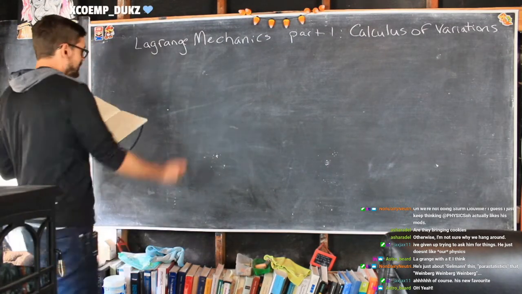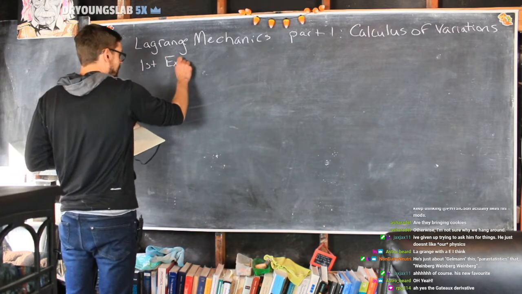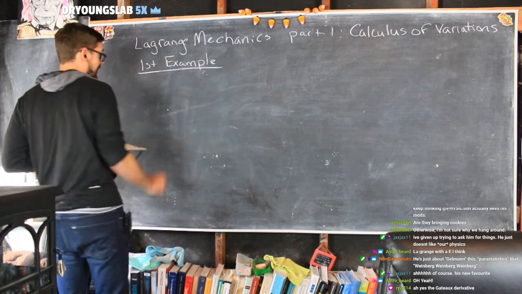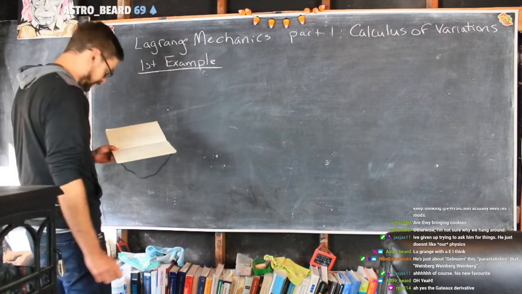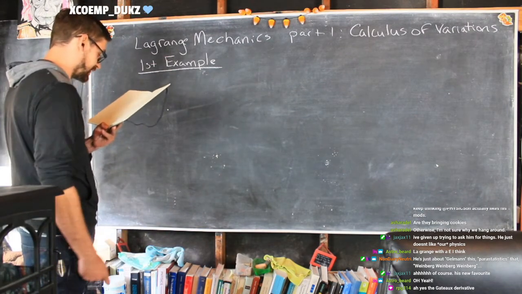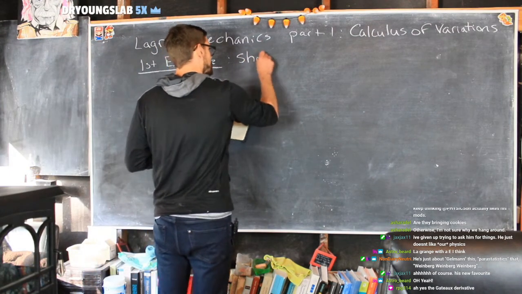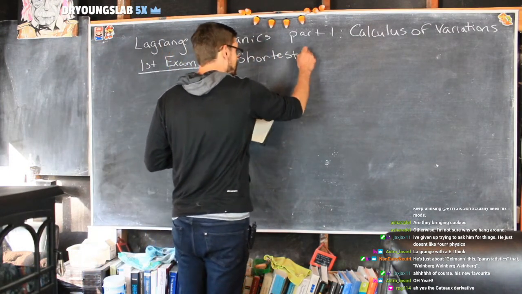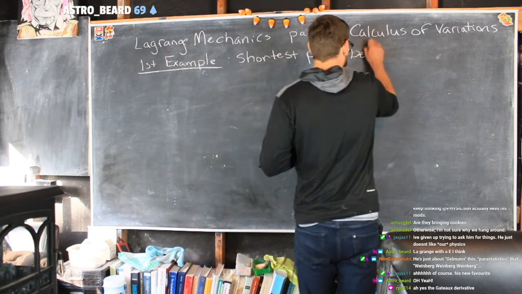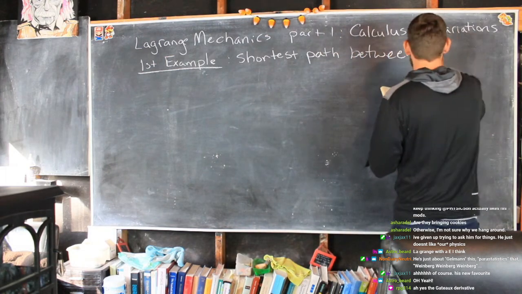So let's start with the first example. And this example is going to come back at the very end of the discussion today. We're going to actually solve this. We won't be solving it right off the bat. So what's the first example? The first example is a shortest path between 2 points. So say we need to find the shortest path between 2 points.